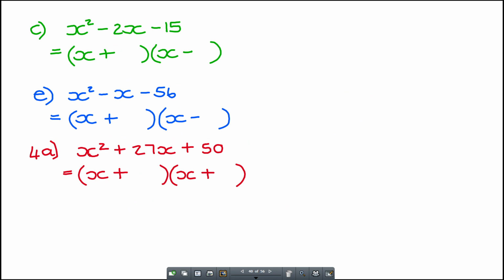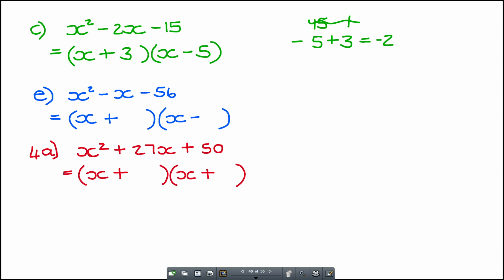Okay, at C, because of that minus, I knew it would be x plus something and x minus something. Factors of 15 will be 15 times 1 or 5 times 3. And I've got to use them to get minus 2. Now 15 and 1, can I use that to get minus 2? But the 5 and the 3, yes. So it will be minus 5 plus 3. That's going to give me minus 2.